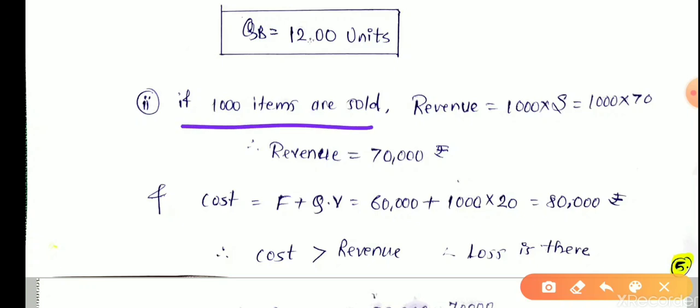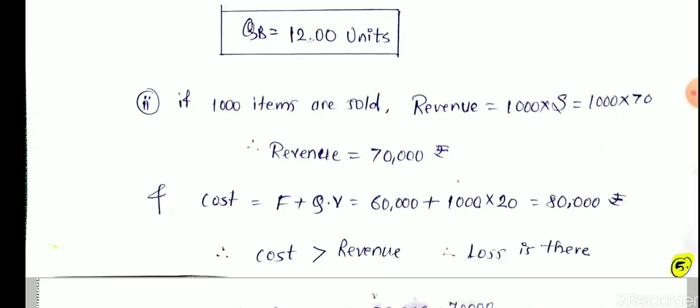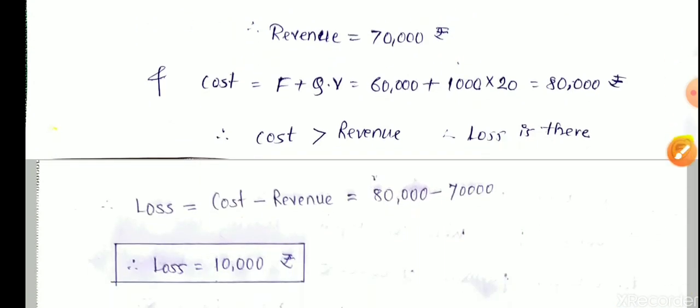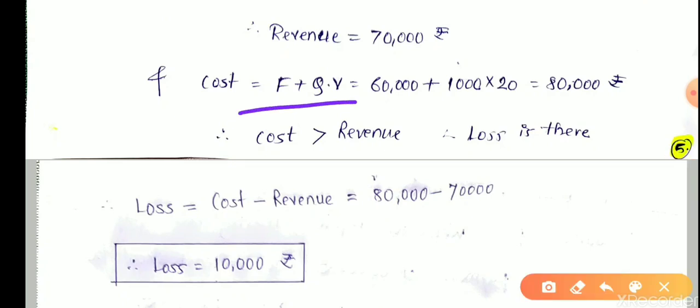Now the second sub-question of this same numerical. If 1000 items are sold, then the revenue generated is 1000 into S, where S is the selling price of a single item, that is 70 into 1000. So the revenue generated is 70,000 rupees. After manufacturing 1000 units, we got an income of 70,000 rupees. But we have to pay the rent of the machine plus the manufacturing cost of the product. It is F plus Q into V.